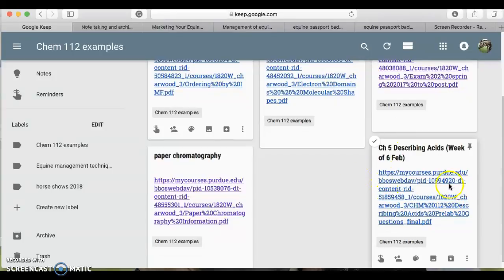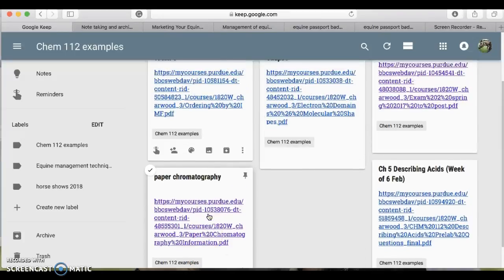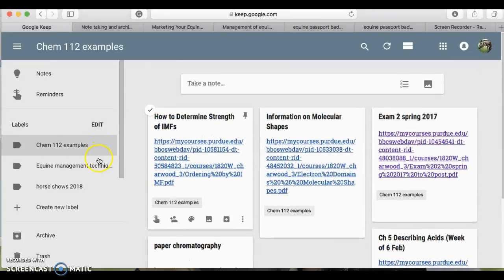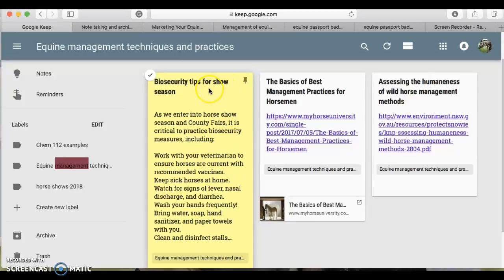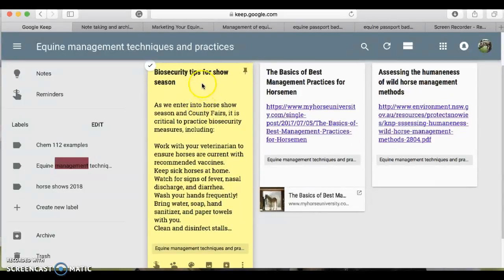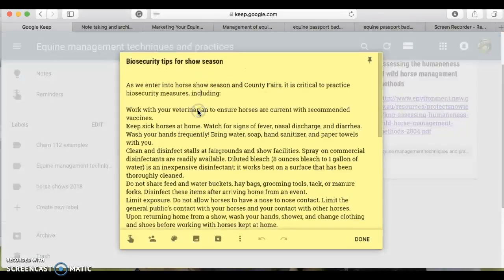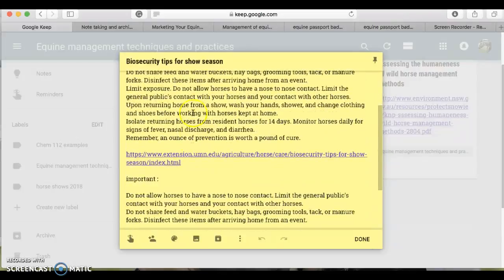Right here is our lab for this coming week, and right here is paper chromatography, which we did a couple weeks ago. My other one is this equine management and techniques. So I have put, this is my course theme for this year. So biosecurity tips for show season. So here I have put some notes about what we need to do.